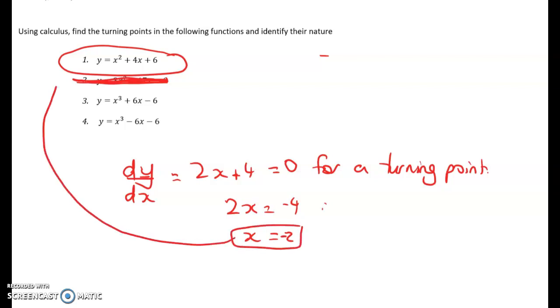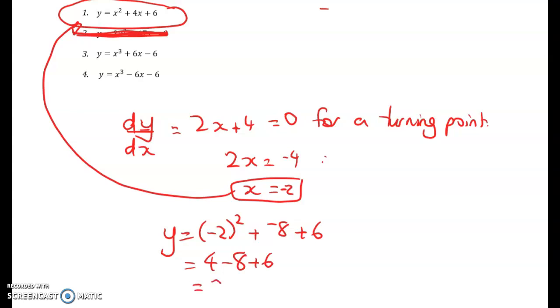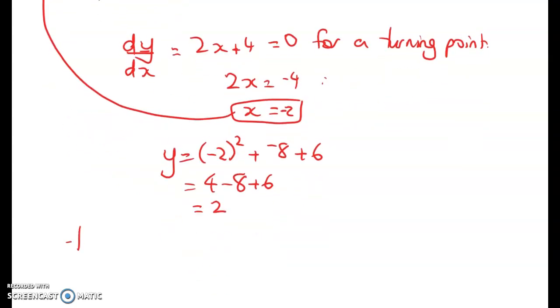So that's good. And now we have to find the y value. So y is going to equal negative 2 squared plus 4 times negative 2 plus 6. So 4, take away 8, plus 6, which gives me 2. So the turning point is at negative 2, 2.